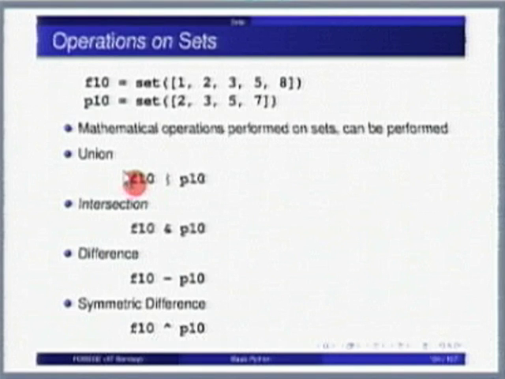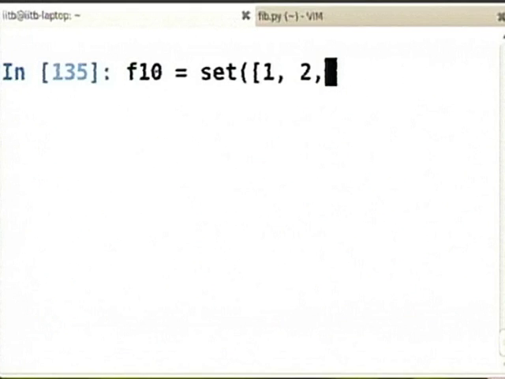Now, supposing you have two sets like this, F10 and P10. F10 is the set 1, 2, 3, 5, 8. P10 is the set 2, 3, 5, 7. So, let us construct this. Please remember that when you create a set, you have to give it a sequence. Do not give set and forget about these brackets.